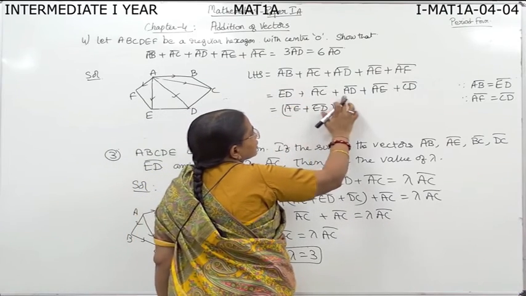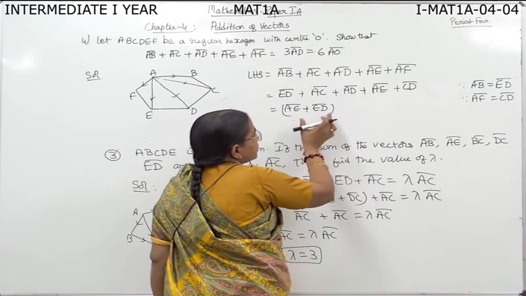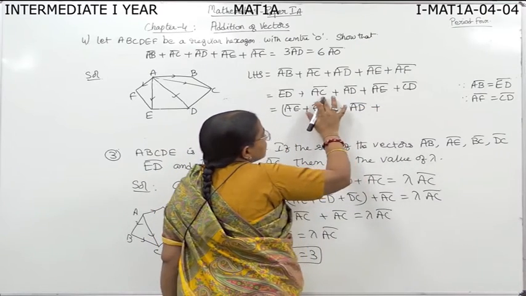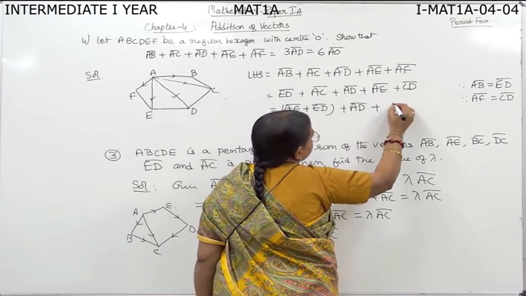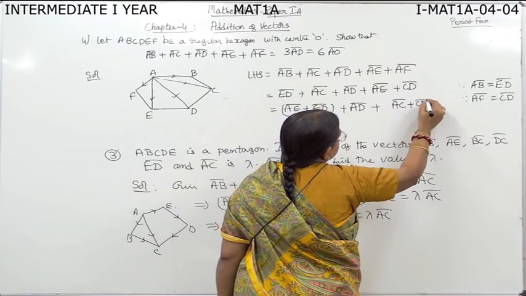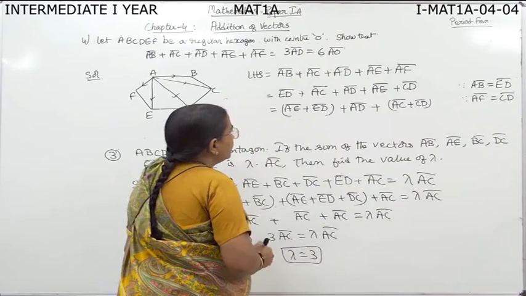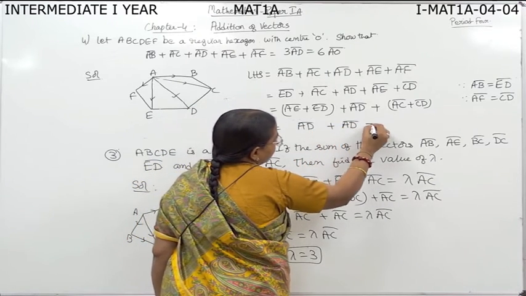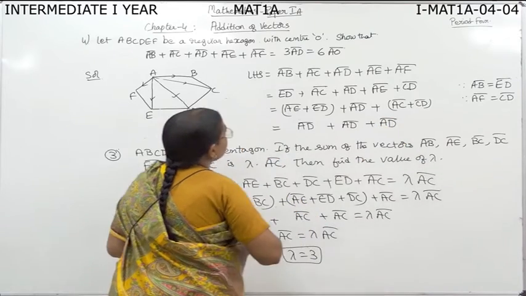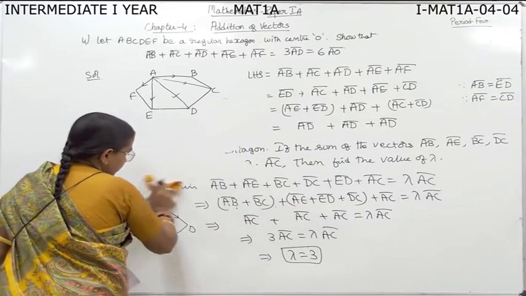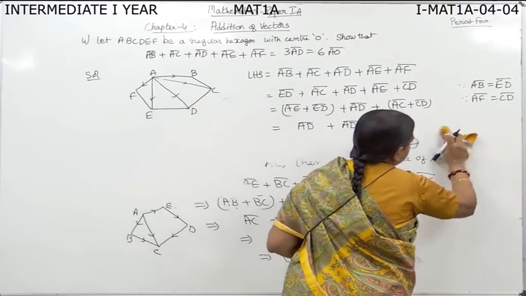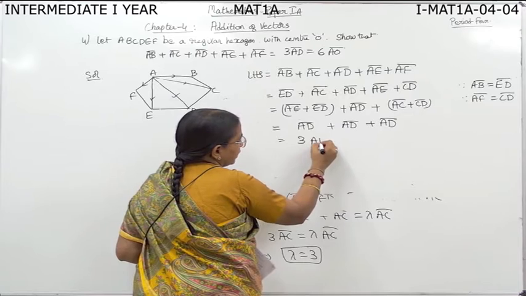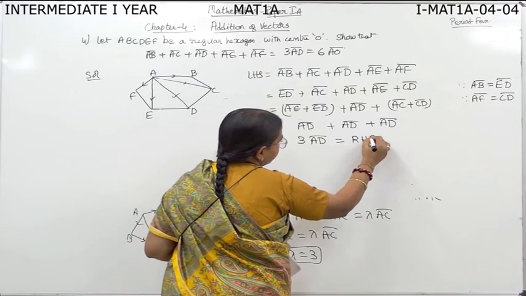Now group the terms like this. AE plus ED is AD. This AD we write as it is. And then AC plus CD becomes AD, because its continuation is here. So now if you see, this is one AD, this is another AD, and another AD. So it is equal to 3 times AD. Hence it is proved: 3 times AD is equal to the right hand side.